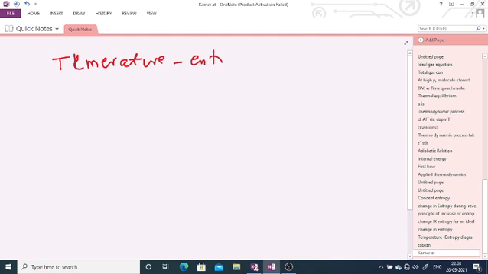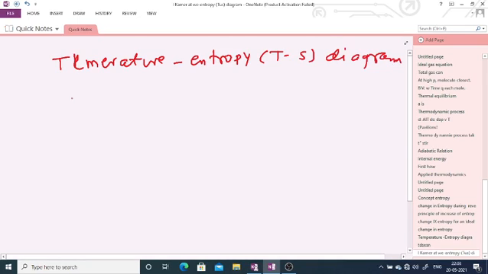Temperature, entropy, that is the TS diagram. So, we know there is a PV diagram. So, as with the PV diagram, we can represent the state of the system. So, there are P, V, T and S. These are the thermodynamic variables.